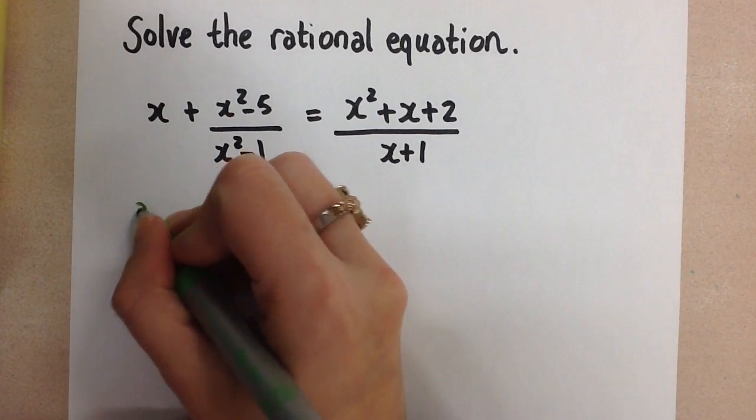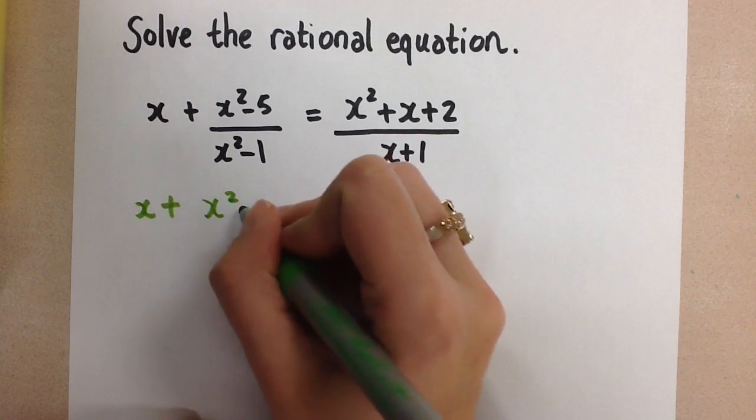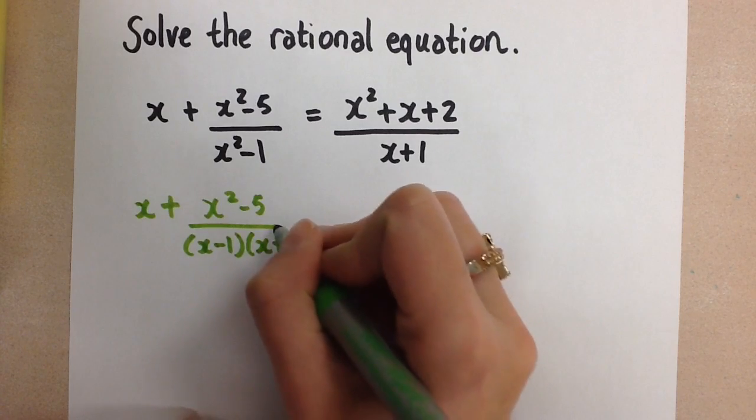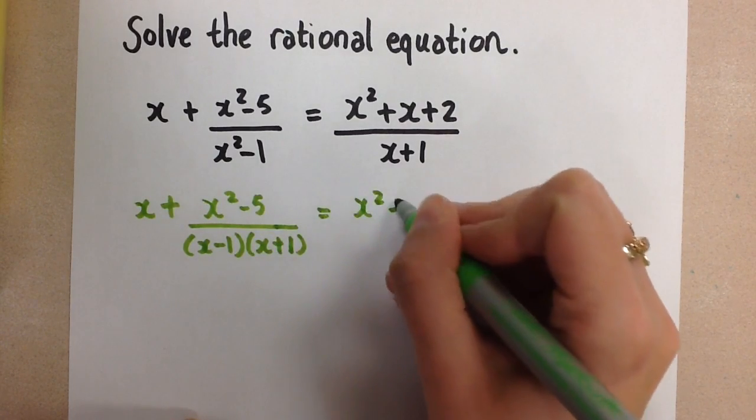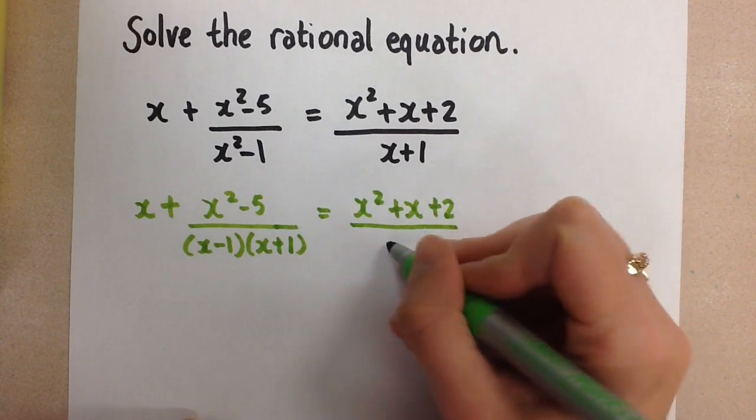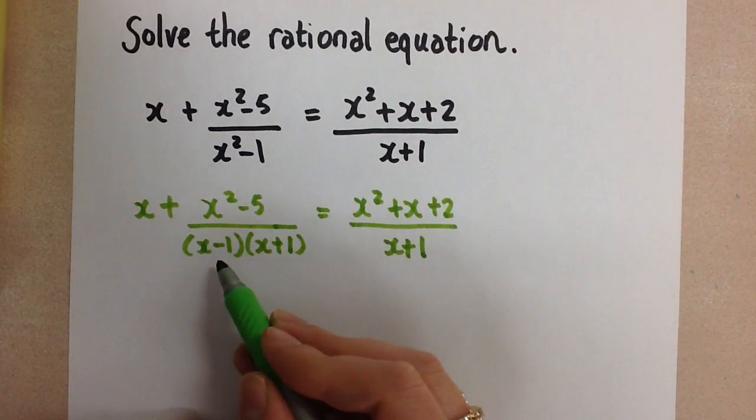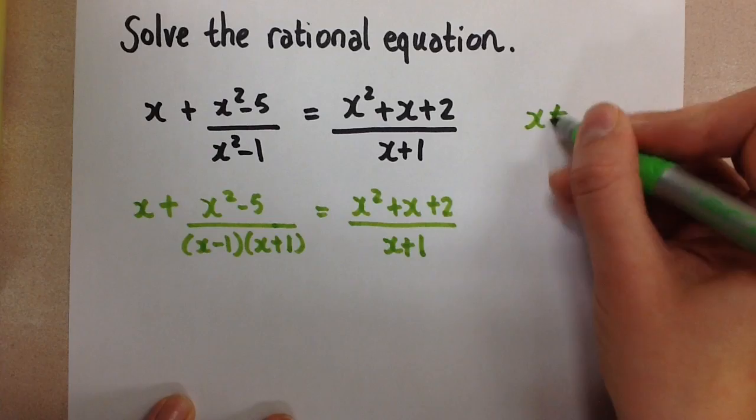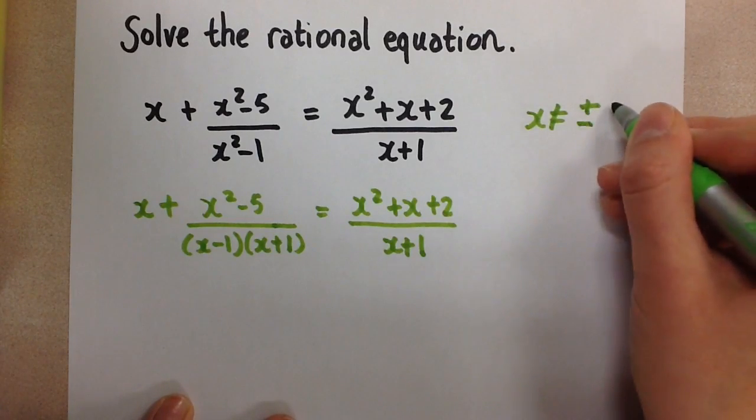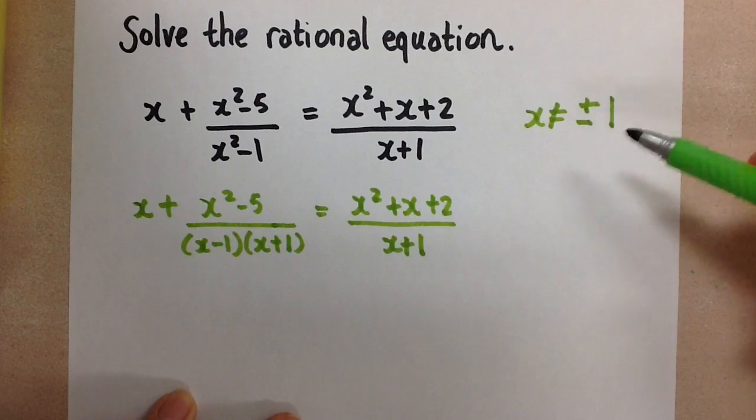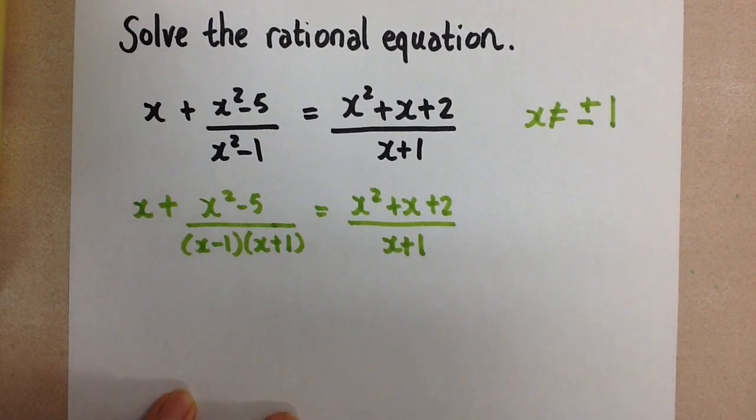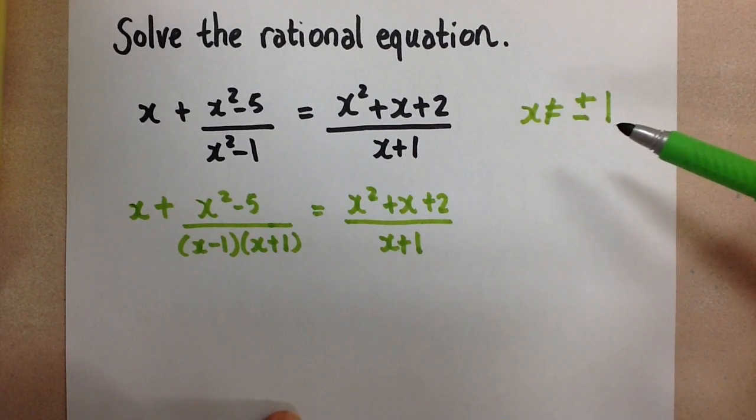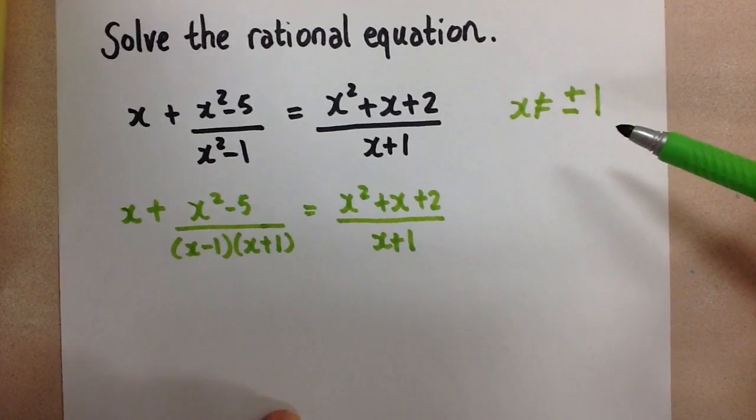So if we rewrite this as x plus (x squared minus 5) over (x minus 1)(x plus 1) equals (x squared plus x plus 2) over (x plus 1). Now we can clearly see what our restrictions on the variable are going to be. So we know that x can't be equal to positive or negative 1. Those would be our vertical asymptotes, so we can't have those in the solution set. When we come up with our solution at the end, we do have to come back and compare the solutions with these restrictions, make sure that they don't overlap.